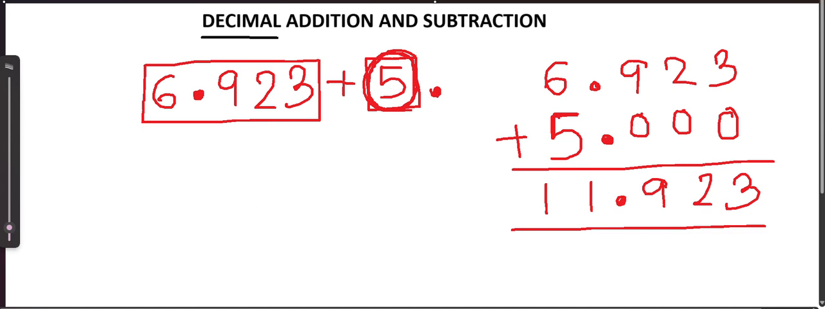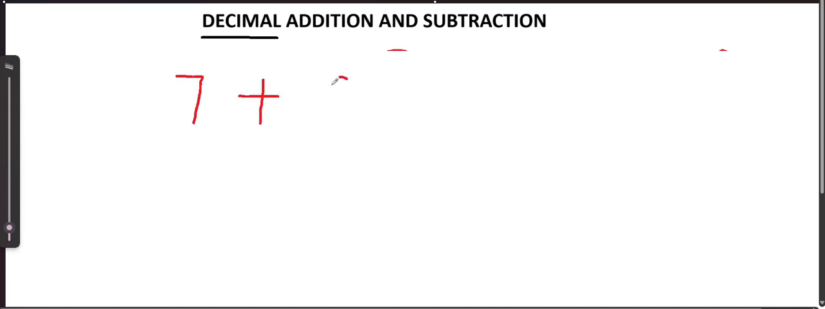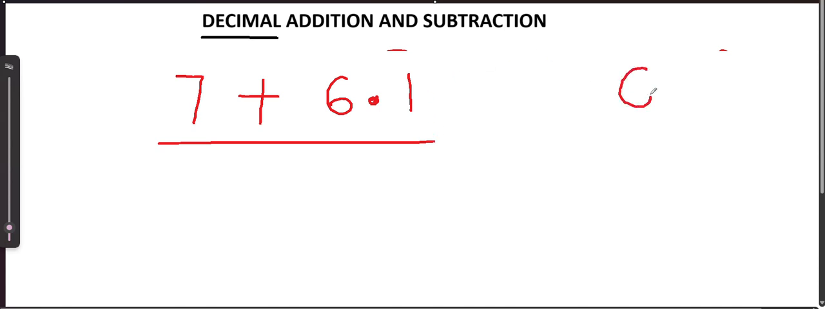11.923. Well, before I move on to the subtraction, there is another question from addition. That is, I have a number 7 plus 6.1, right? What are we going to do in this case? If you know this answer, then you can definitely pause this video and go ahead with it. So I'm going to write the number with the decimal place first, 6.1. And what did I say?